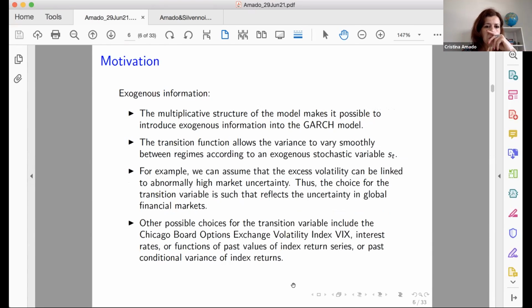So a possibility would be choosing, for instance, the Chicago Board Options Exchange Volatility Index, such as the VIX, or some interest rates, or some functions of past values of return series, past conditional variance of the index returns, as this stochastic variable that allows for changes in the volatility regimes.